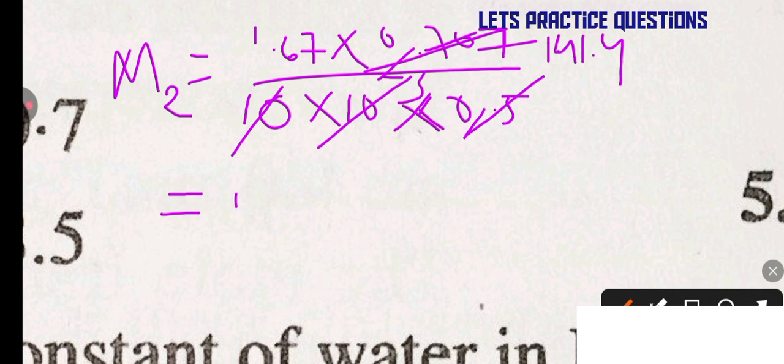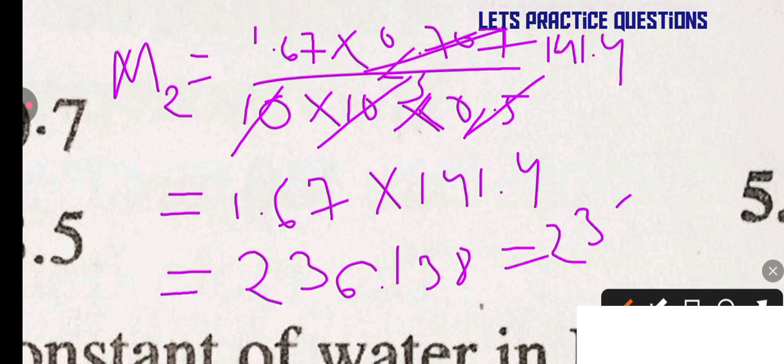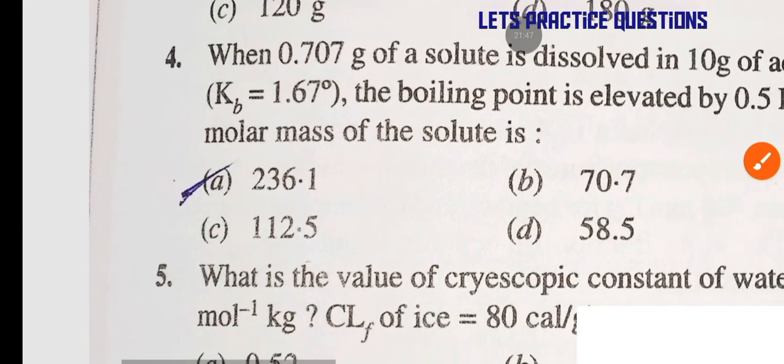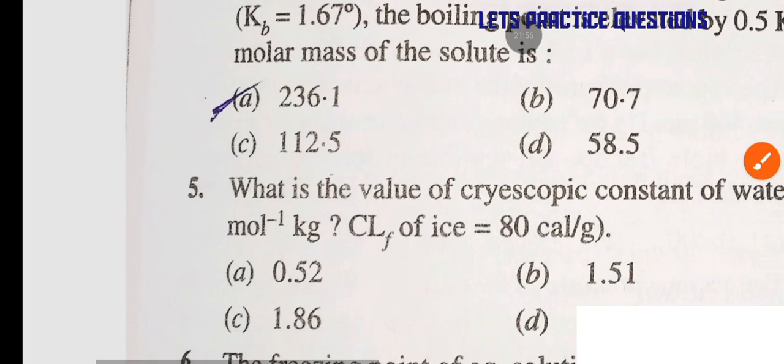Here when we multiply 1.67 into 141.4 we get the answer, that is 236.138. Here the approximate value we will consider, that is 236.1. Let's see the option. Here option 1, option A, is the correct answer. Let's move to another question.